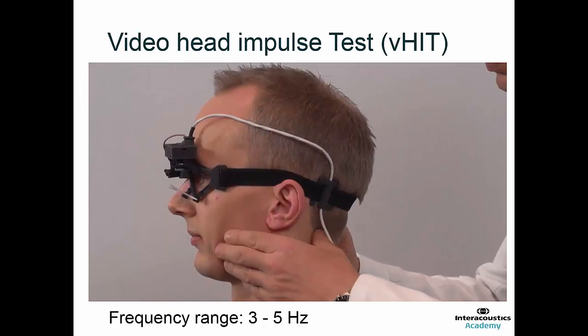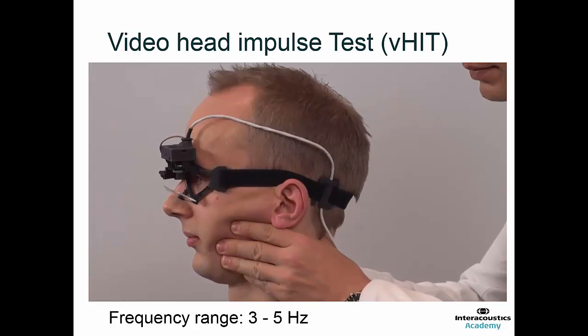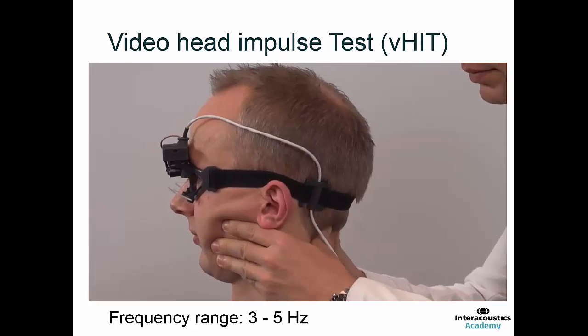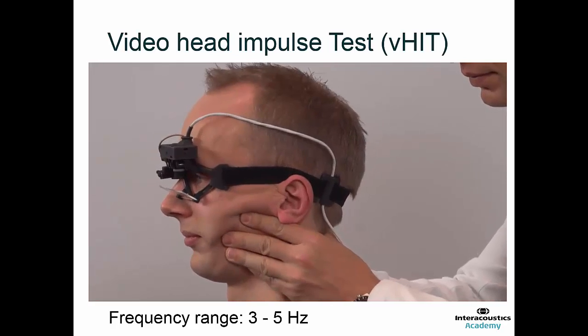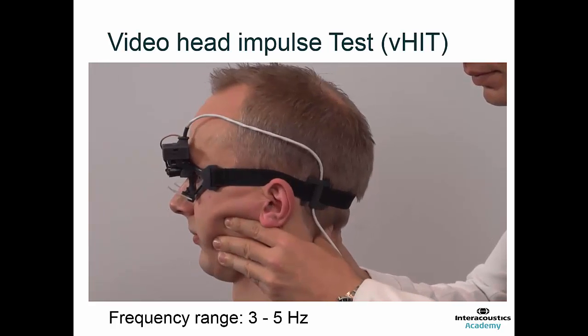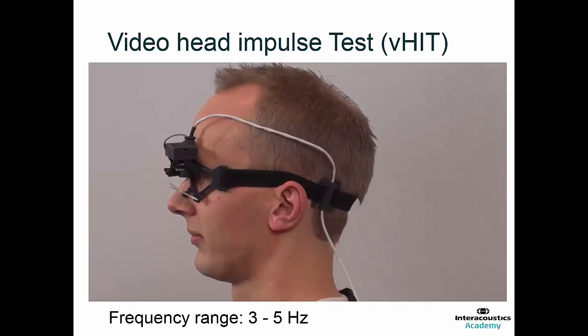Here is a video of a video head impulse test being performed. You can see that the movements of the head are very short and very brisk. And this type of movement covers the range 3 to 5 Hz. And what we're looking to do is to see how the eye moves, and it should move in an equal and opposite movement to that of the head.